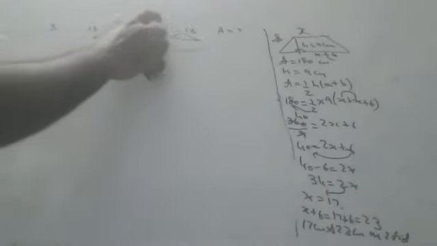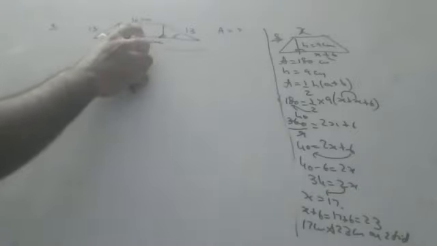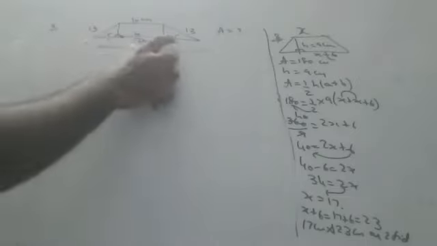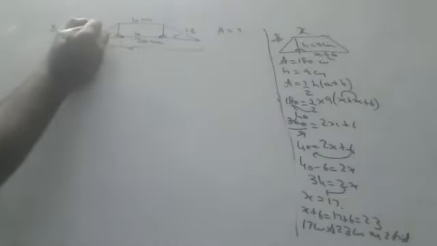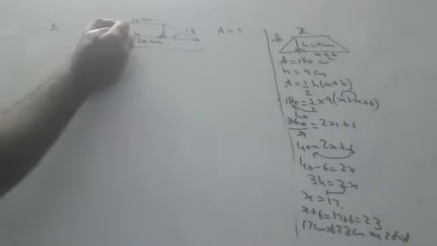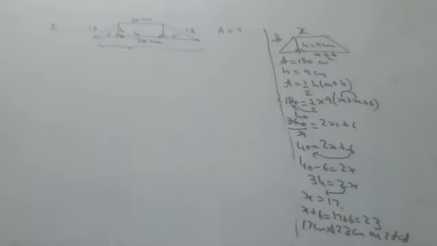I just dropped a perpendicular. If this is 10, this is 10. Remaining from 20, if 10 is gone, the remaining 10 is there, no? Here I kept 5, here I kept 5. Now, children, this is 13, this is 5, this is H. Use the Pythagoras theorem to find H.